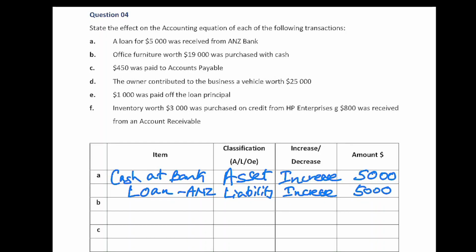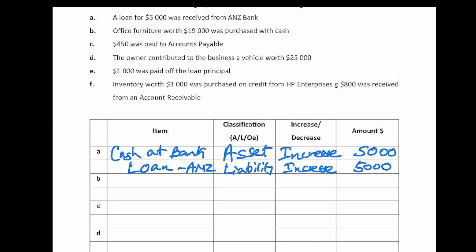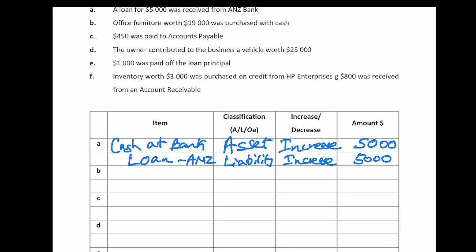Then number 2, office furniture worth 19,000 was purchased with cash. Now what will happen? What do you think? Purchase of furniture increase. Cash at bank decrease, very good. So office furniture, asset, increase. How much?